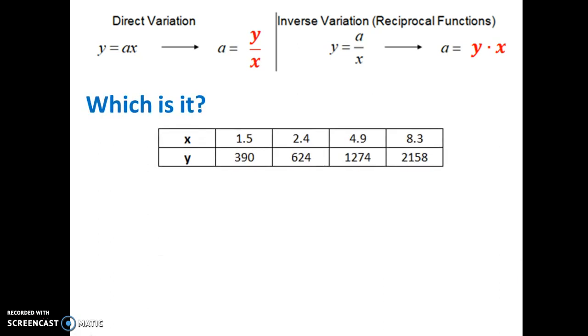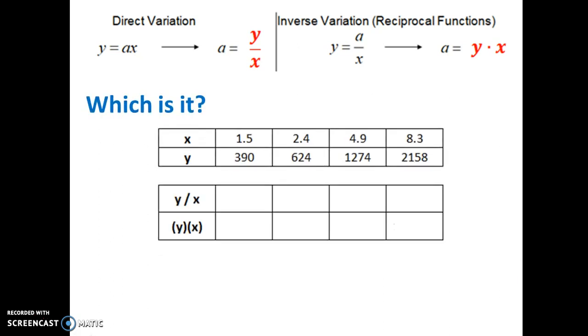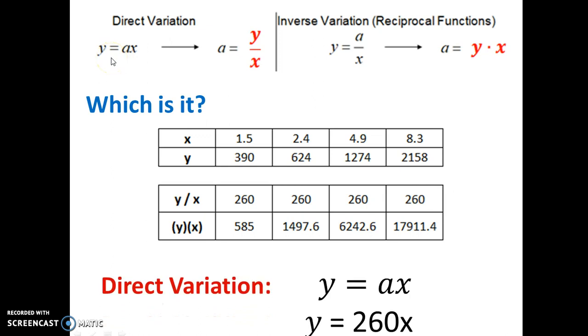Next one, which one is it? Try that as well, y divided by x and y times x, see what you get. Hopefully you got values like this. All right, y divided by x in every case gives you a constant value, but y times x does not give you a constant value. So that means this must be y divided by x constant value, therefore direct variation, this model, and we found out the a value is 260, which gives you that model.